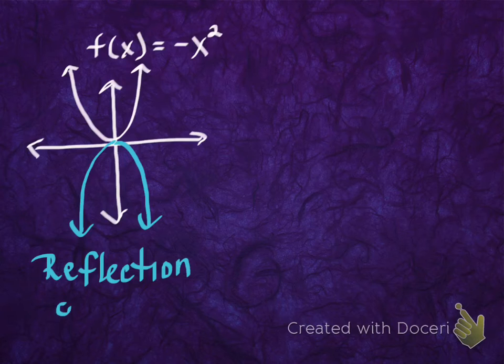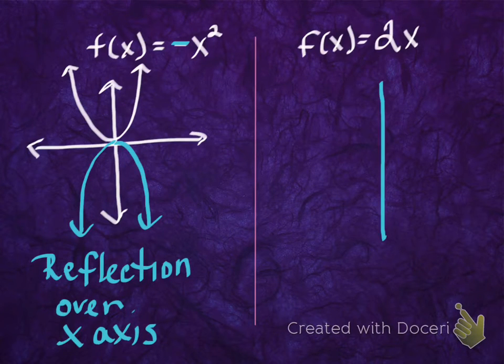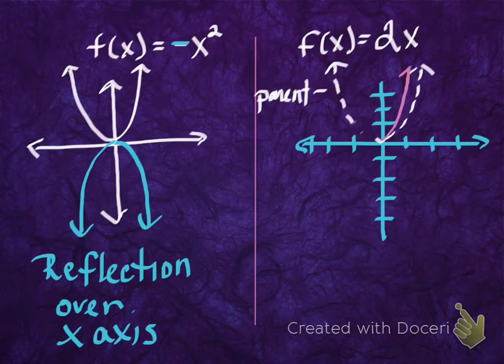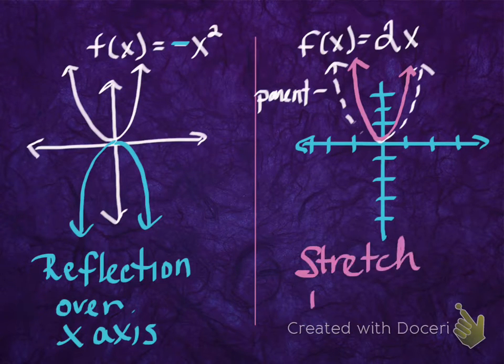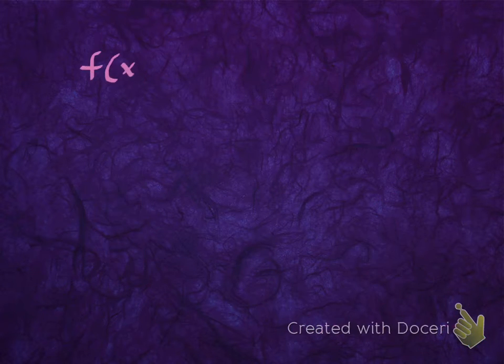So that's the very basic one. It's just a reflection over the x-axis. That would be how I would describe the transformation. 2x, what's happening there? Well, if that dotted line is your parent function, the transformed function is going to be skinnier or taller. Choose the adjective that works for you. And we would say that's a stretch by a factor of 2.